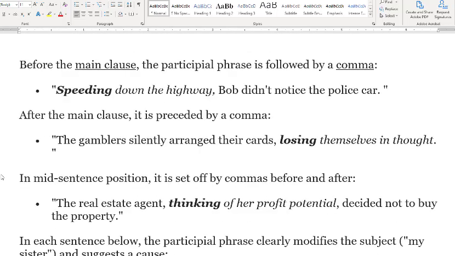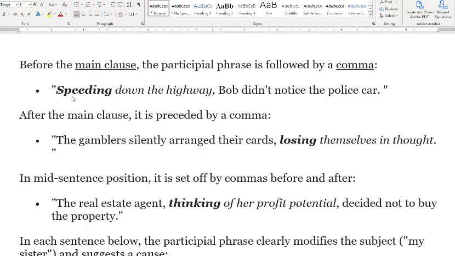Let's go ahead and take a look. If we choose to use it before the main clause or our complete sentence, here we know we have Bob didn't notice a police car. This is our complete sentence. Now we're adding the participial phrase, speeding down the highway. This tells us more about this information here. Again, this is just one way where you don't have to break these up into different sentences.